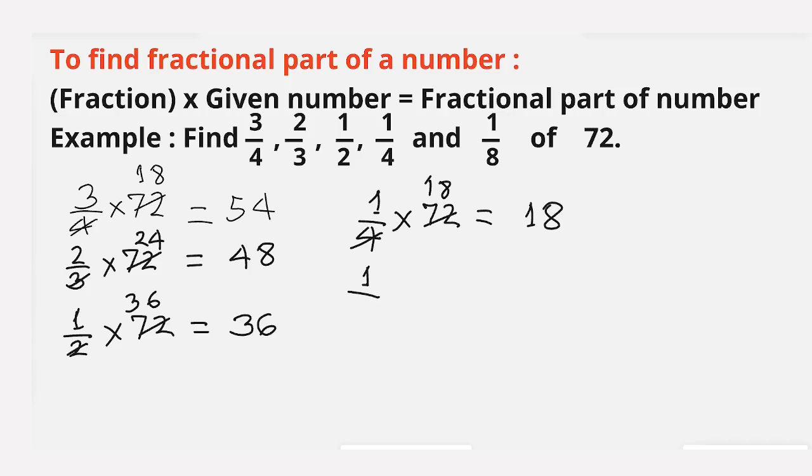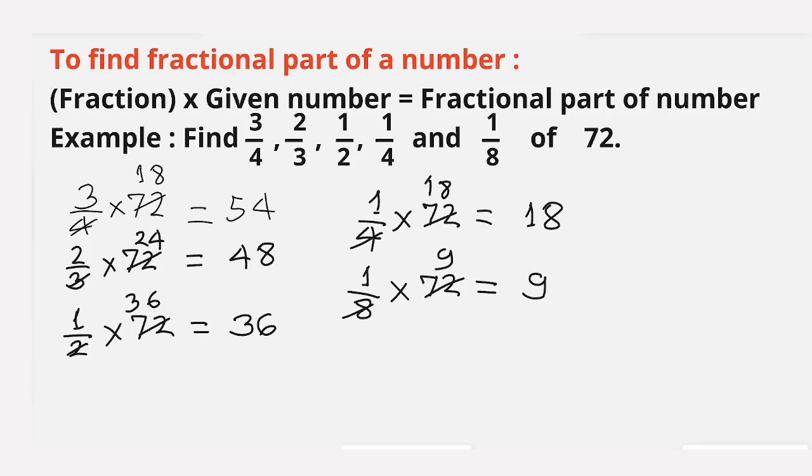We have to find 1 upon 8 of 72. So we multiply 1 upon 8 by 72. 8 goes into 72 nine times and 9 times 1 is 9. So 1 upon 8 of 72 is 9. This way we can find the fractional part of a given number.